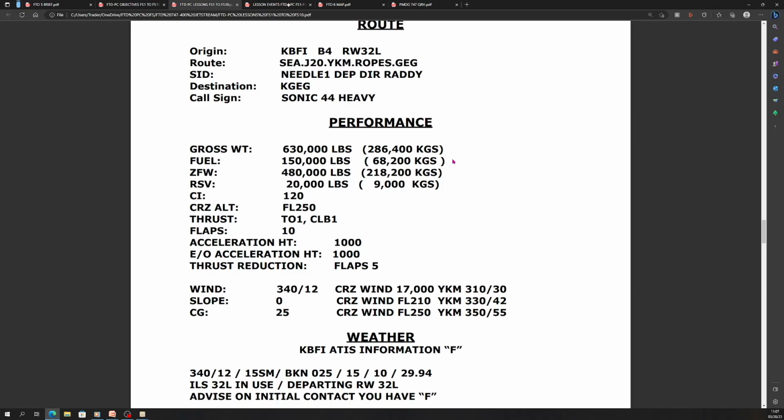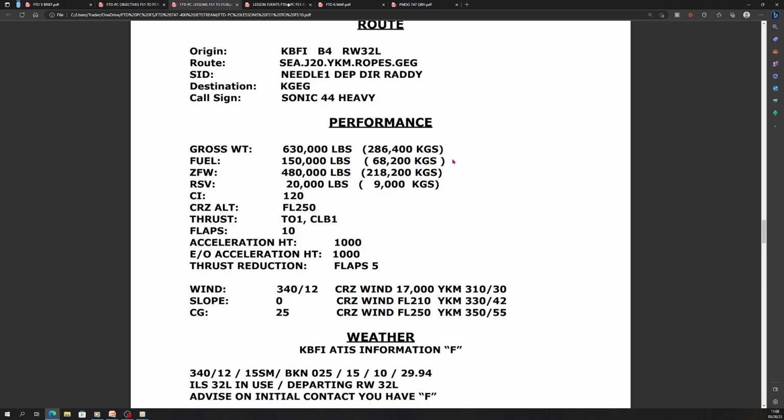We'll still be in pounds, and we'll be a freighter. So planned zero fuel weight will be 480,000 pounds. Fuel on board, 150,000 pounds. Gross weight, 630,000 pounds. Again, when you fly this, if you want to use kilos, feel free to do so. They're on the right side. Reserves 20,000 pounds, cost index 120, cruise altitude will be 250.